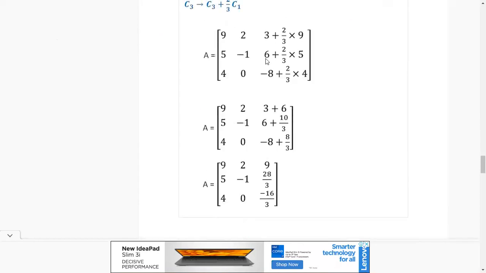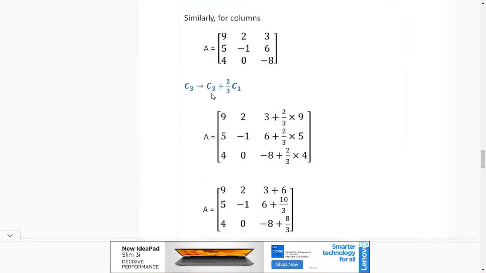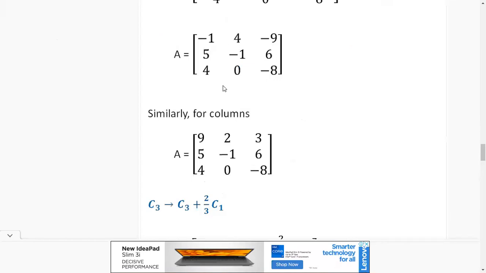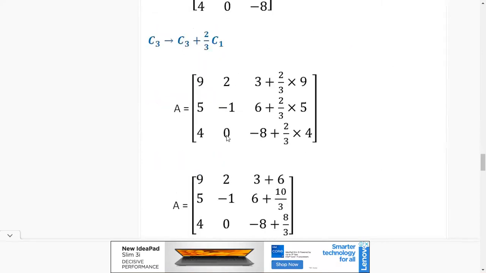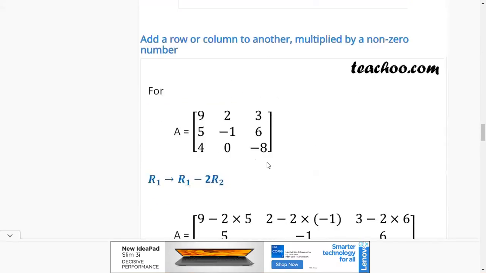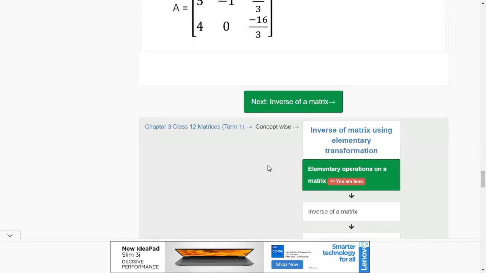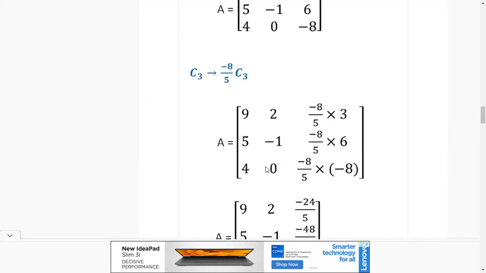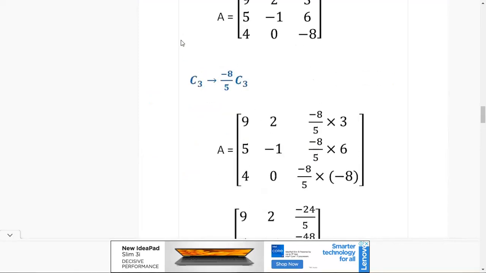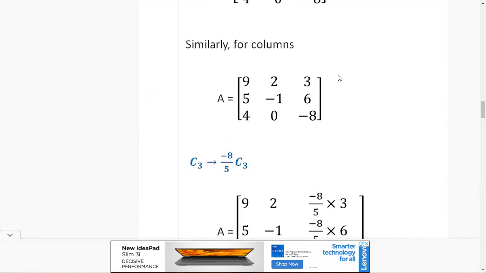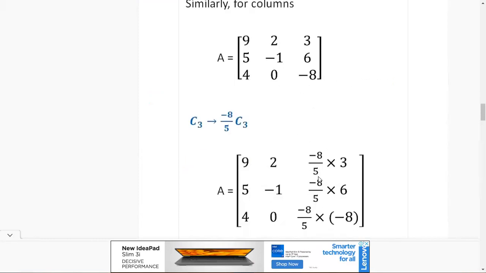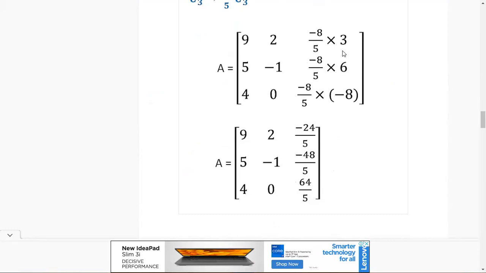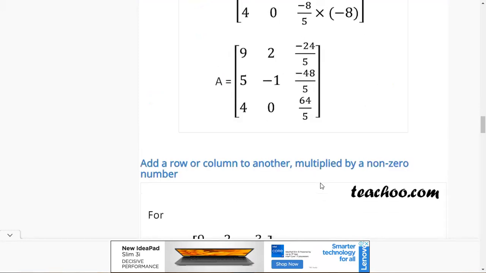So I was explaining this. See here, we are transforming C3. What we are doing is multiplying C3 with minus 8 by 5. All the elements you need to multiply with minus 8 by 5. So the result will be like this: 8 3s are 24 by 5, 6 into 8 is 48 by 5, and here minus minus will be plus 64 by 5.